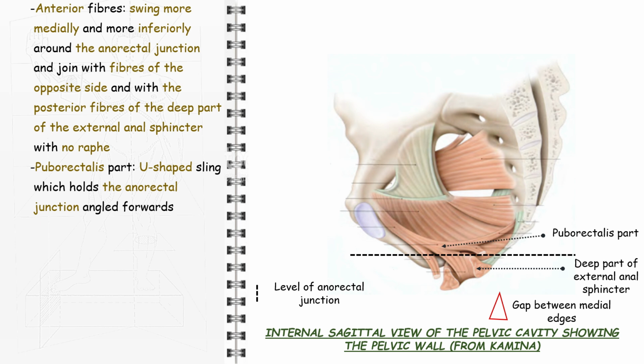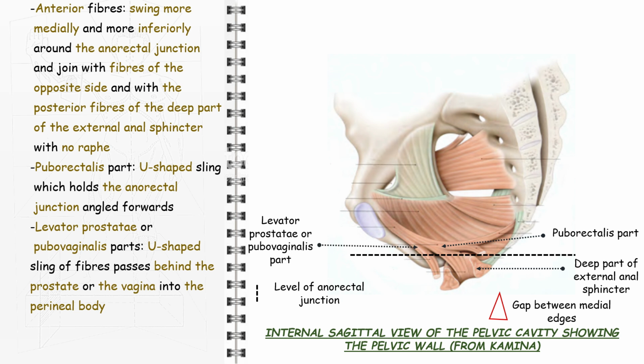More medially still, a U-shaped sling of fibers passes behind the prostate into the perineal body. This part is named levator prostate. In the female, a similar muscular sling passes behind the vagina into the perineal body, as pubovaginalis. The most medial fibers are adjacent to the urethra and can exert some sphincteric action. The puboprostatic and pubovaginal slings are of fibers that interdigitate widely, between the pelvic floor and the skin of the perineum, bound together by fibrous tissue and constituting the perineal body, now called the central perineal tendon.